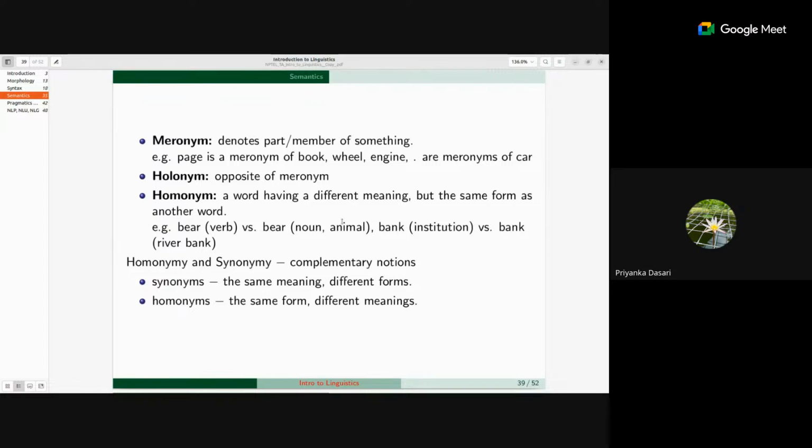A homonym is a word having a different meaning but the same form as another word, like here, beer and bear, which have the same pronunciation but different meanings. So synonyms have the same meaning and different forms. Homonyms have the same form but different meanings. So one must observe these two things between synonyms and homonyms.